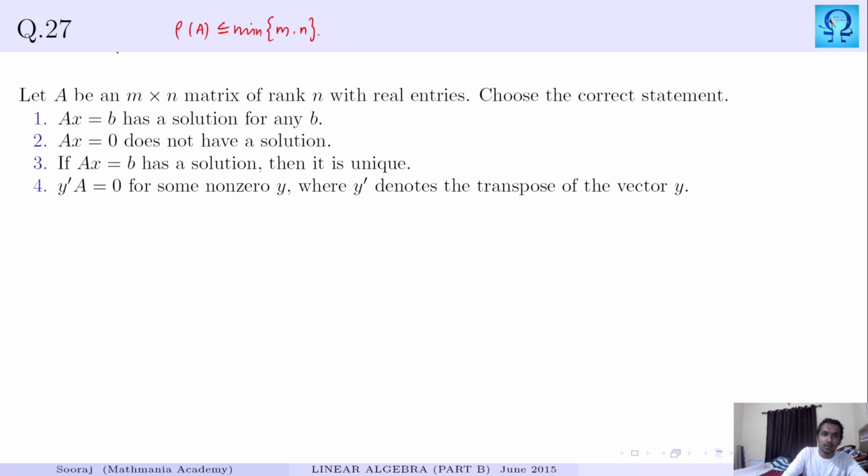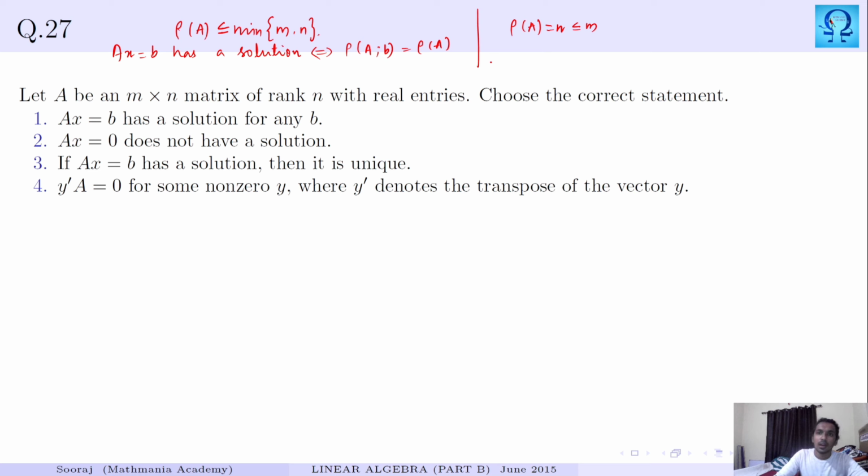And AX is equal to B. We are going to talk about the solution of this AX equal to B. When does it have a solution? If we talk about the solution with the help of rank, it will have a solution whenever rank of [A|B] is the same as rank of A. Here in this problem it is given that rank of A is equal to n, which means m is bigger than or equal to n.